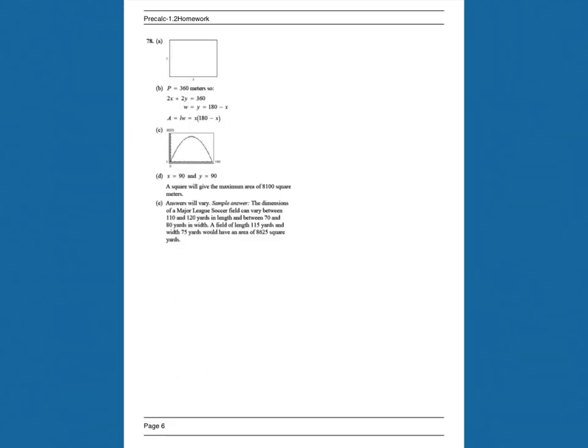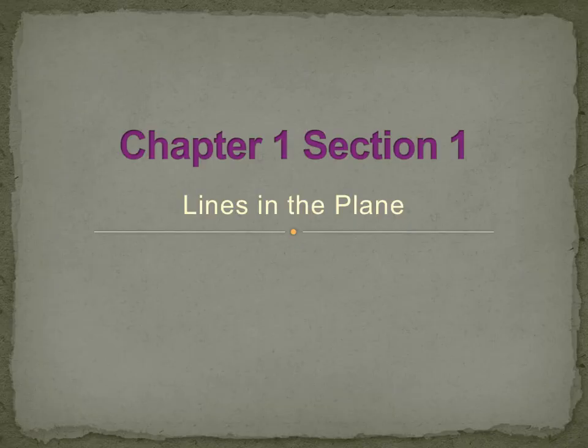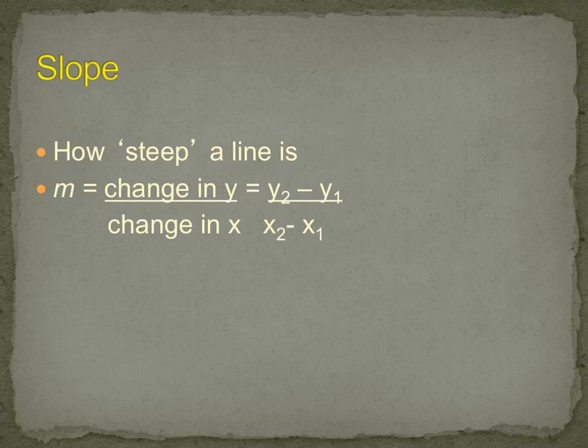Okay, so let's get to lines and the planes. So again, still kind of in the review phase, but this is the first section in your actual book, okay? So this now corresponds with your textbook. We start with slope, how steep a line is. It's also change in y over change in x. The equation is y2 minus y1 over x2 minus x1. It's also referred to as rise over run.